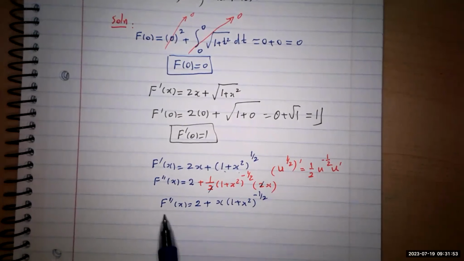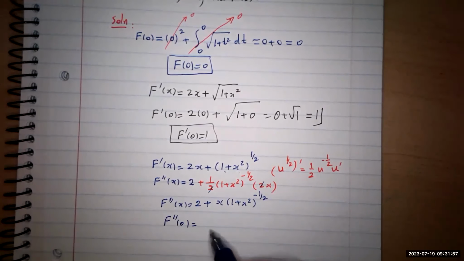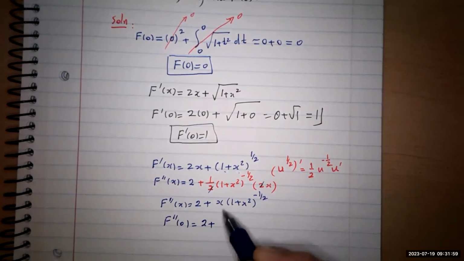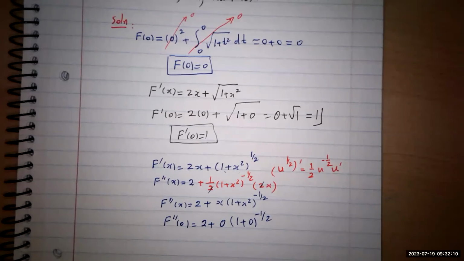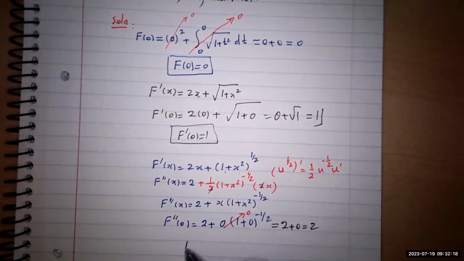But you want it at 0. So it's going to be f double prime of 0. F double prime of 0 would be 2 plus 0. Everything would be 0, so you don't have to continue. And this is 1 plus 0. So this would be simply 0. So it's equal to 2 plus 0, which is equal to 2. So f double prime of 0 is equal to 2.